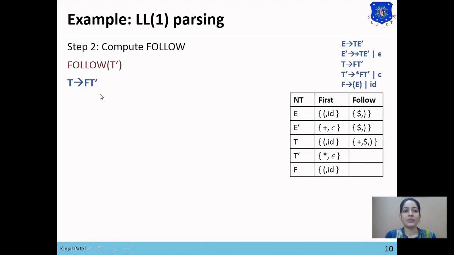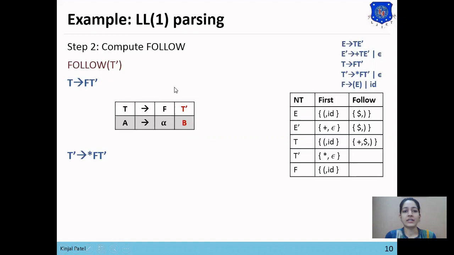First we'll apply the rule for T produce FT dash and compare it with the statement of the rule. As it matches with the statement A produce alpha B, we will apply rule 3, which says that if no symbol is following T dash, then follow of T will be added in follow of T dash. So follow of T is plus, dollar and closing bracket. So plus, dollar and closing bracket will be added in follow of T.